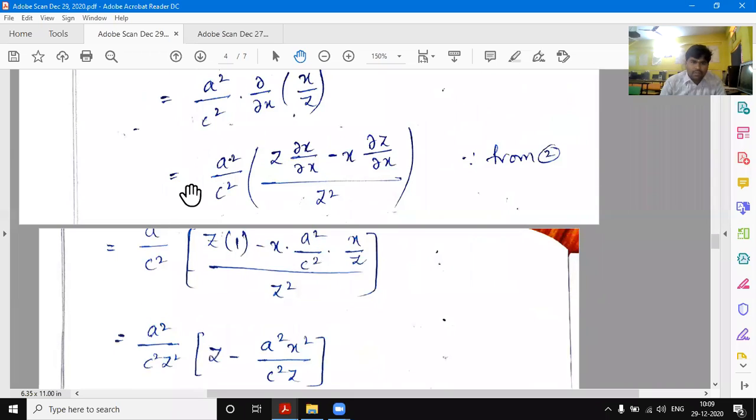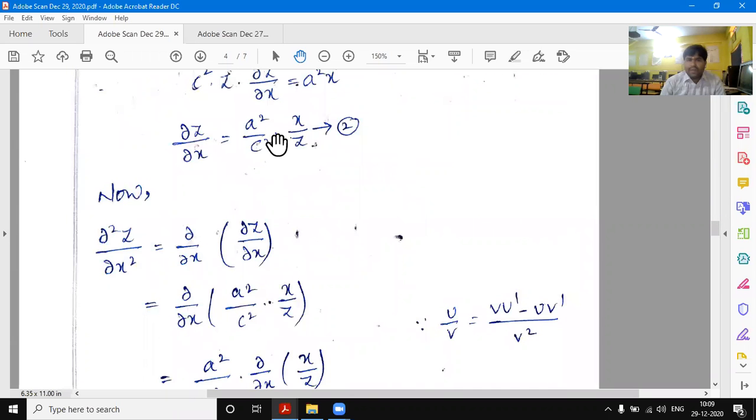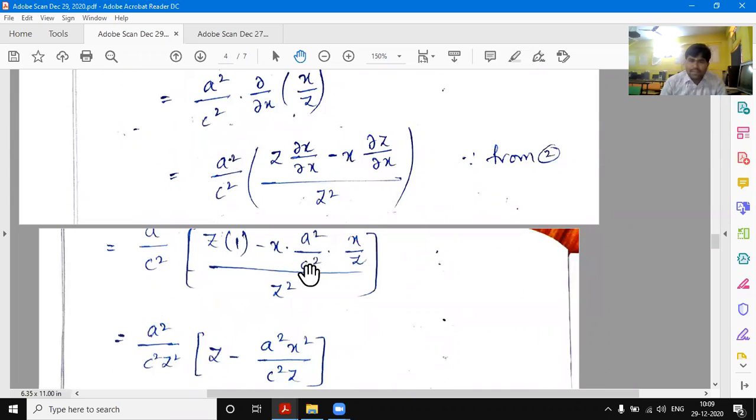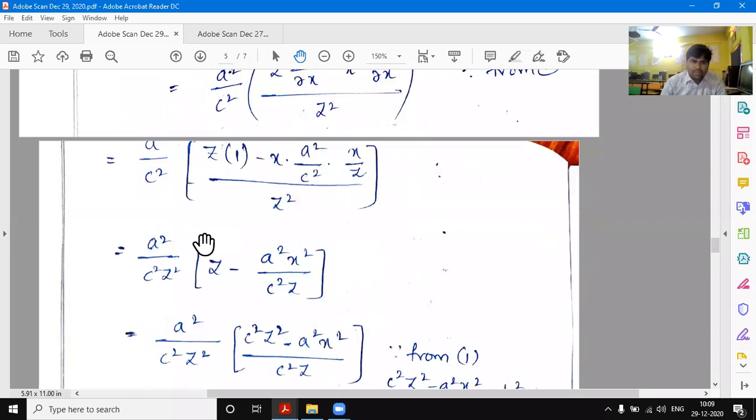So a square by c square into z into dou x by dou x is 1 minus x into dou z by dou x, what is it? Previously we got dou z by dou x as a square by c square into x by z. So I have to substitute here: a square by c square into x by z, divided by z square. So that is a square by c square into, z square into z minus x into x is x square, so a square x square by c square z.